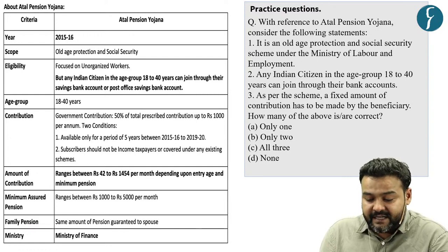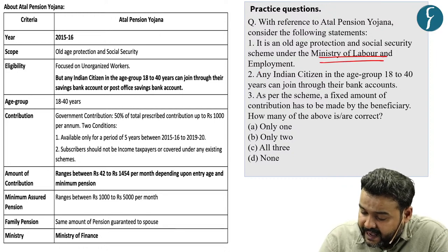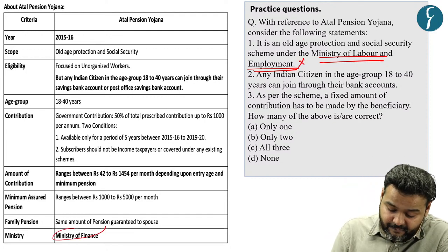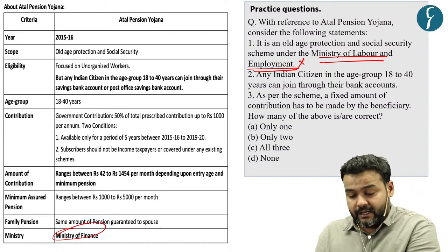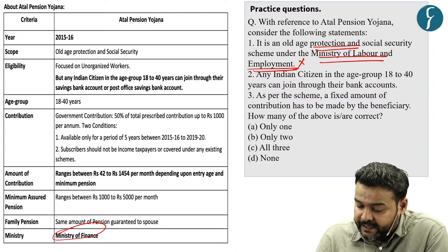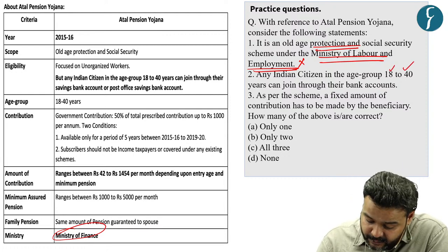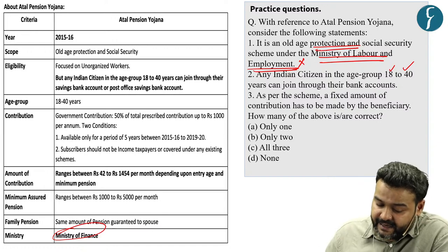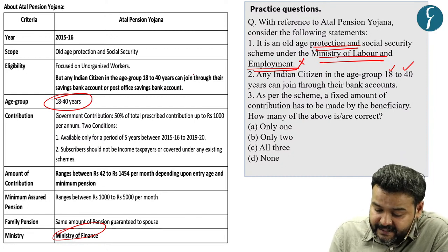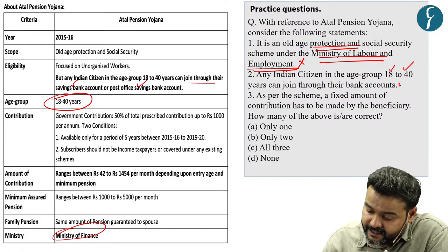First, it says that it is an old age protection and social security scheme under the Ministry of Labor and Employment. Now this statement is partially correct, because the ministry is the Ministry of Finance, not Labor and Employment. The aim is correctly mentioned. The second statement says any Indian citizen in the age group of 18 to 40 can join through their bank accounts. Now this statement is correct, as you can see the age group is mentioned 18 to 40, and any Indian citizen can join through their savings bank accounts or post office savings bank accounts. So this statement is correct.